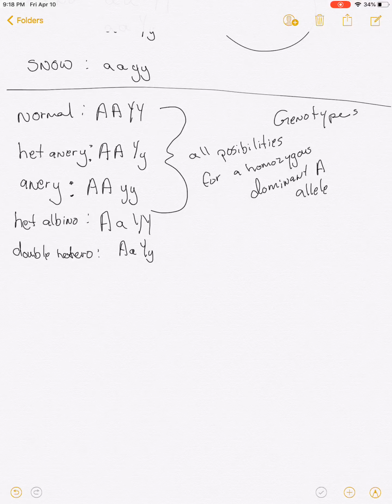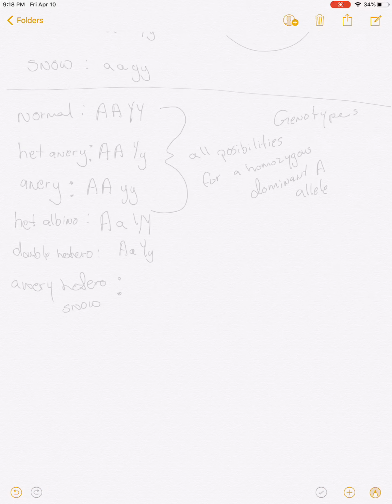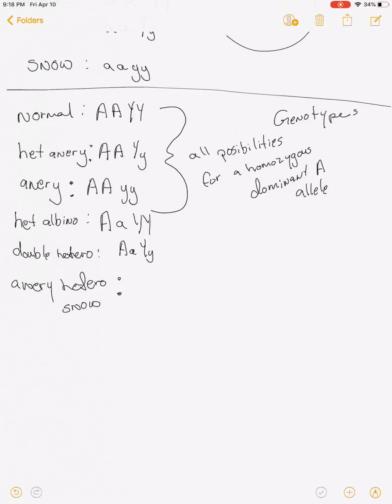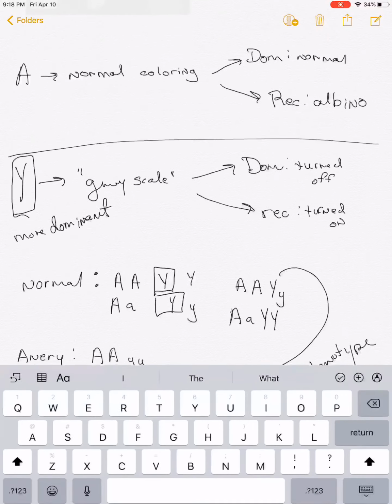Okay. So because it's anery heterozygous snow. So here, because it's anery, we know it has to be homozygous recessive for the grayscale.